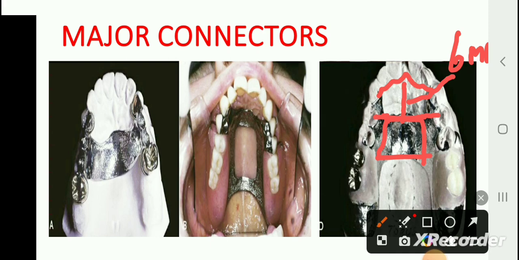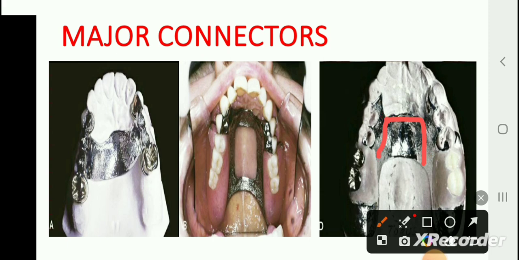In the upper arch, this is the border of the major connector and this is the gingival crevice. This distance should be 6 mm in the maxillary arch. And in the mandibular arch, this distance should be 3 mm, no closer than 3 mm to the gingival crevice of the teeth.